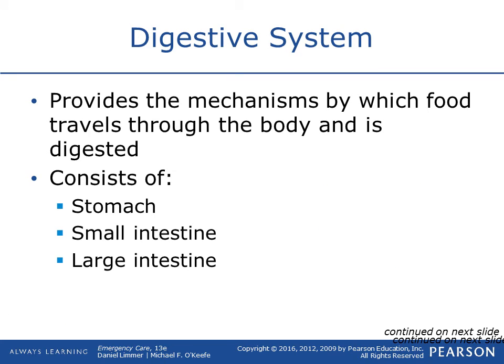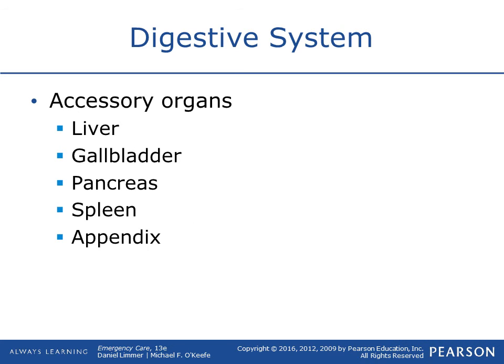With the digestive system, the mechanism by which your food travels through the body, I think everybody pretty much knows what your digestive system is. That consists of your stomach, the small intestine, and the large intestine. The digestive system has some accessory organs, such as the liver, gallbladder, pancreas, spleen, and appendix.